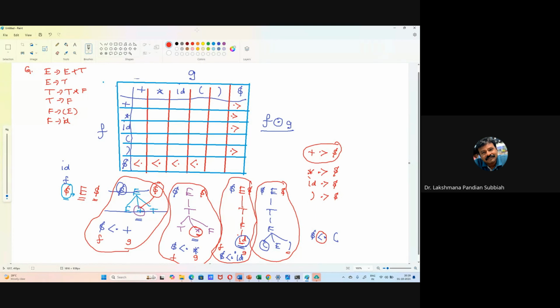Instead of that, we have an algorithm to find the leading and trailing of all non-terminals. Then we can use that rule for finding these relations. So this is the way. Now we'll go for how we are going to write it as an algorithm, right? We'll see that.